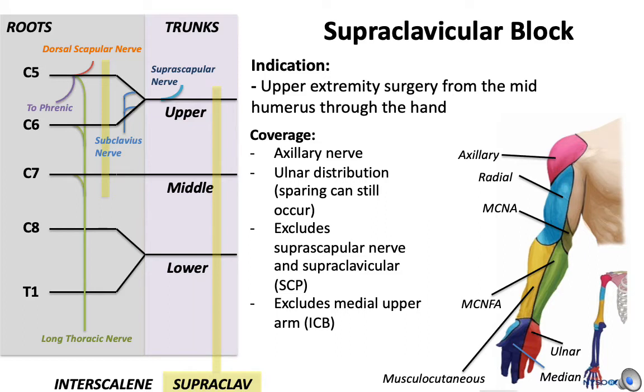This block also includes the ulnar nerve distribution, although sparing can still occur. The supraclavicular block will exclude the medial upper arm covered by T2, or the intercostal brachial nerve, which would need to be covered with a separate block. This is important for tourniquet pain.